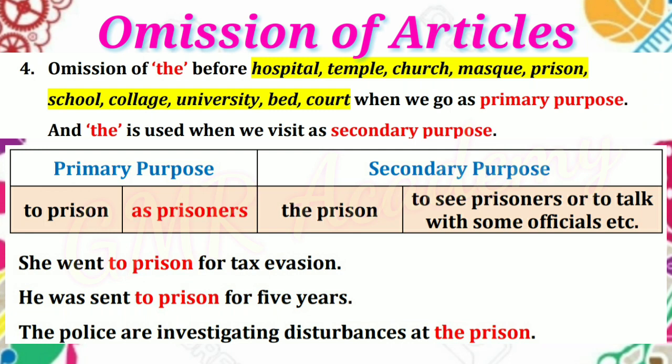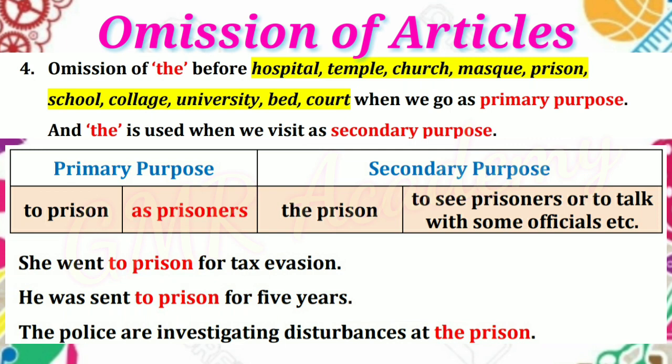Example: she went to prison for tax evasion. What do you mean by evasion? To avoid tax, not paying the tax. And she did some crime so that she was sent to jail. So she went to prison. Don't use "the". Why? Because it is the primary purpose. She did something wrong or a crime.